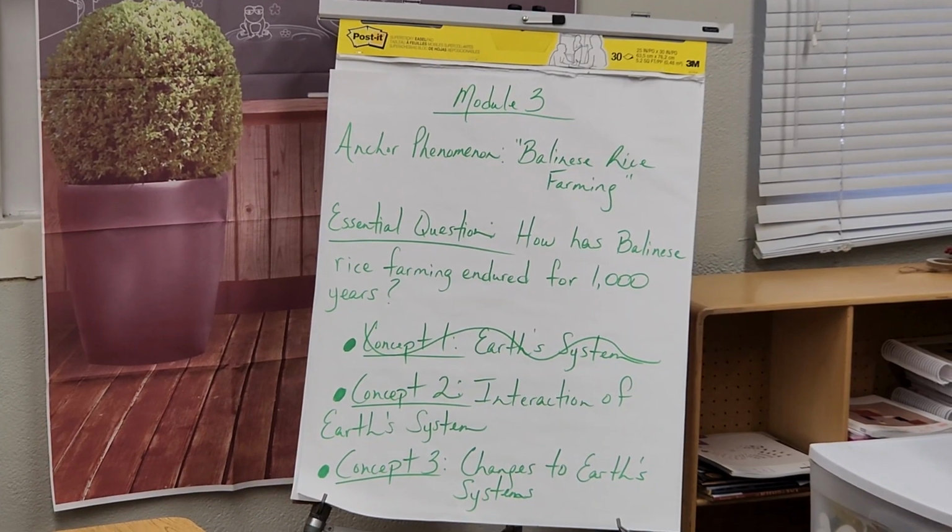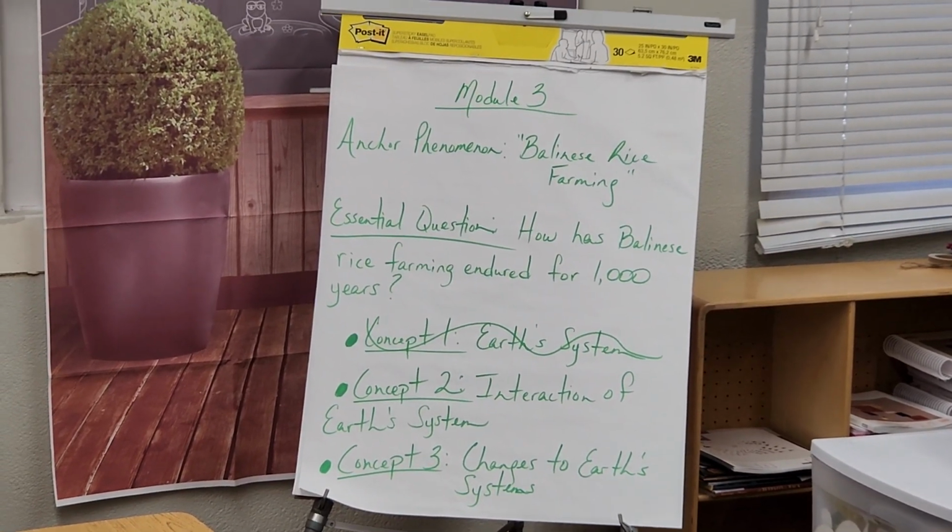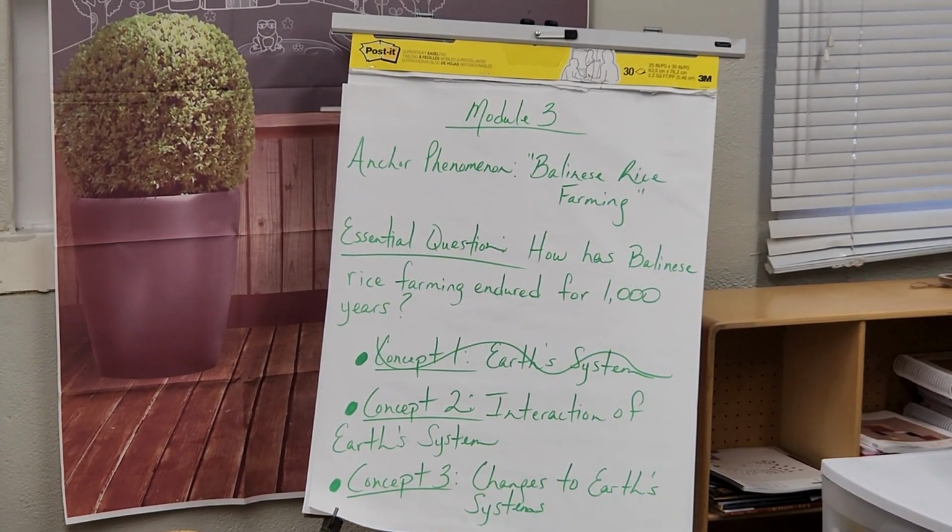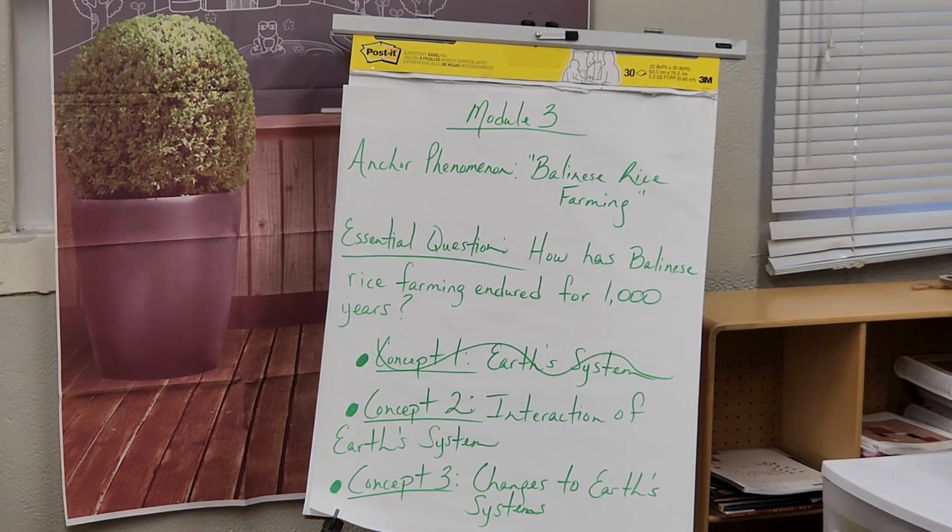Okay, as you can see on the large tablet, I have module 3 for science, hence the green marker. I have my anchor phenomenon, so that tells them everything is going to be centered around the rice farming. And I have my essential question at the end of Module 3. They are responsible for answering that question. They should be able to answer that question.